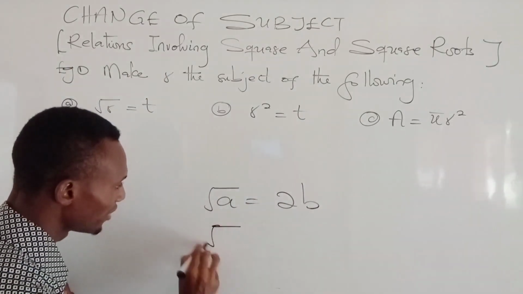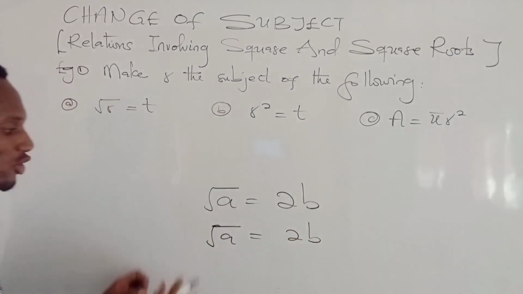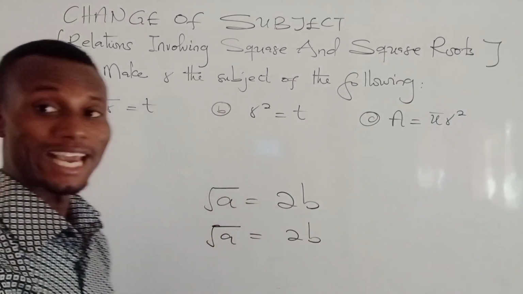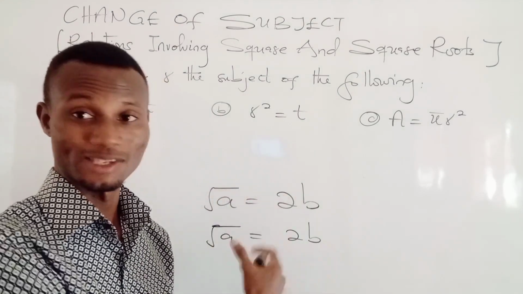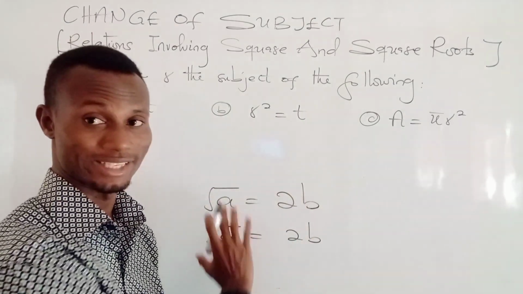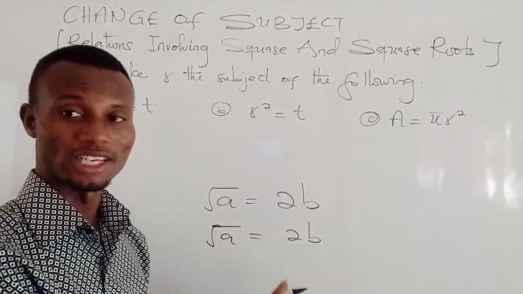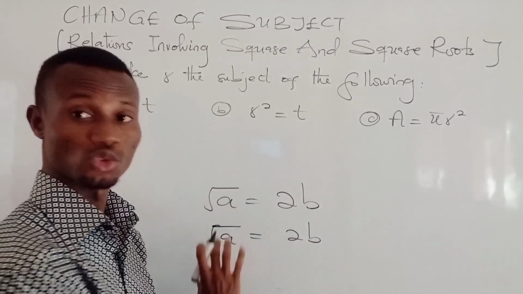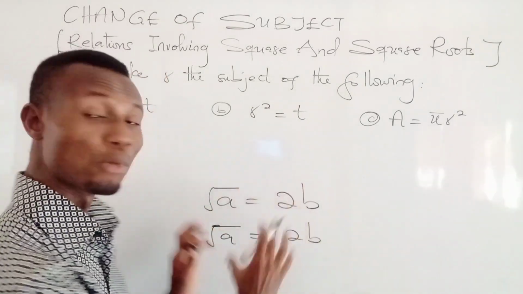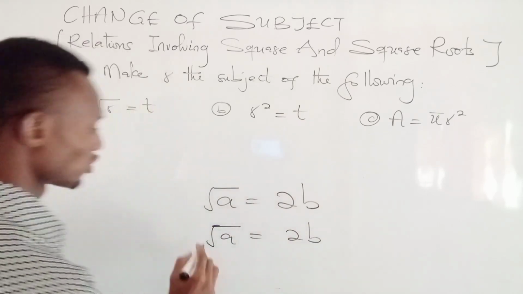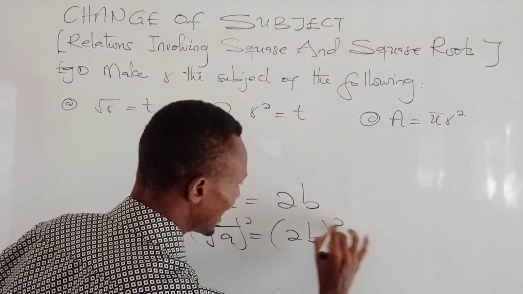So I'm going to repeat my square root of A equals to 2B, and for us to get A to stand alone, we are making A the subject. Okay, just an example to explain it to you. So we are making A the subject from this equation. Okay, so for us to make A the subject, first we need to eliminate the square root sign which is in it, and how to achieve that is to square both sides of the equation. Okay, so I'm going to square this side of the equation and square this side as well.